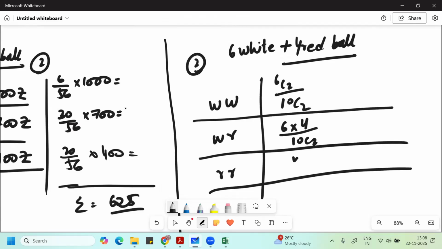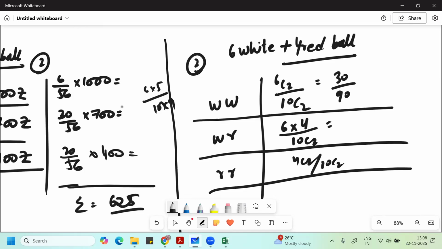Both red means 4C2 by 10C2. 6C2 means 6 into 5, and 10C2 is 10 into 9. The 2s get cancelled, so this is 30 by 90, or 1 by 3.